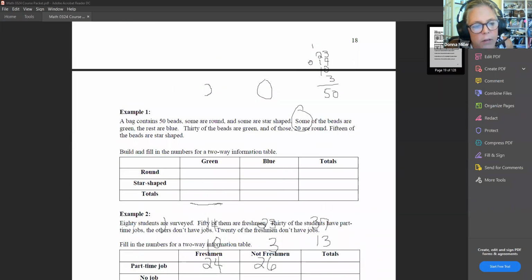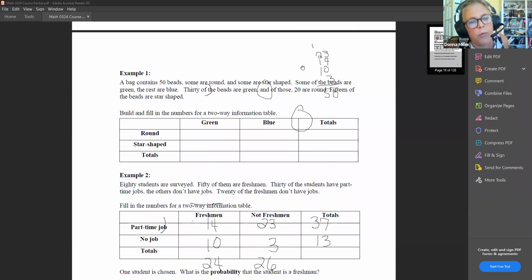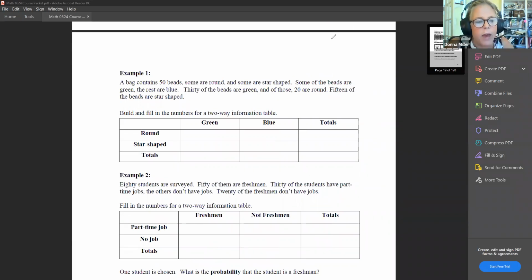Now we're going to make a two-way table for marbles or beads or whatever. This is a pretty common problem. A bag contains 50 beads. Some are round and some are star-shaped. Some of the beads are green, the rest are blue. So you see my two-way table: we've got color and shape, and total. When I look at this, 50 beads, guess where that goes? Right here. That's the total.